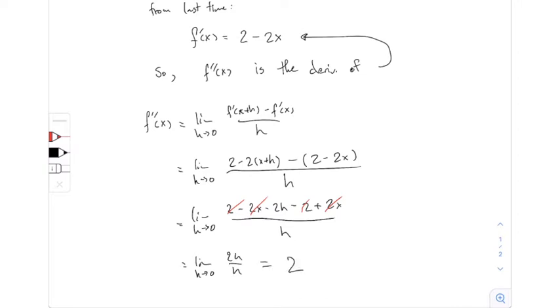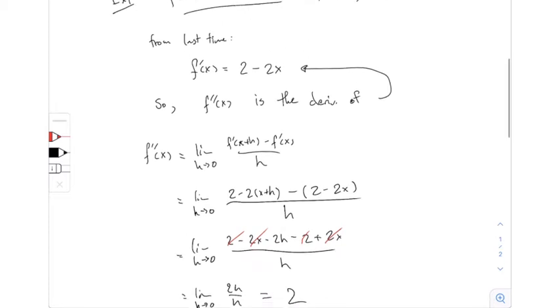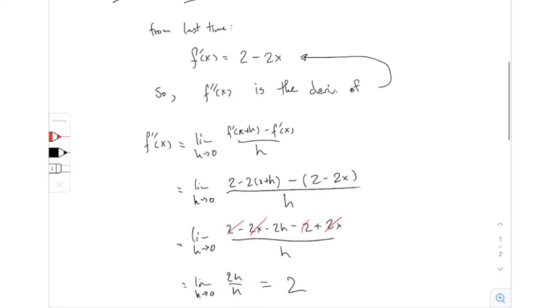And this is 2, right? The h's cancel. There's no h left at all. So the limit just gives you 2. Okay? This is the second derivative of that function. Like I said, unfortunately, there is no trick for doing 2 derivatives at once. And I really mean there isn't, this isn't something that we're going to talk about eventually.